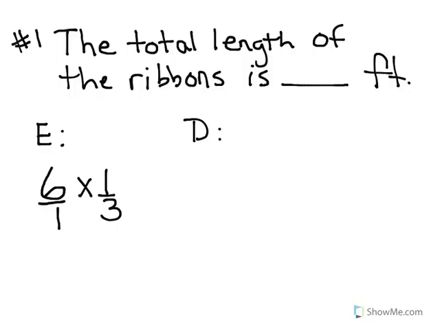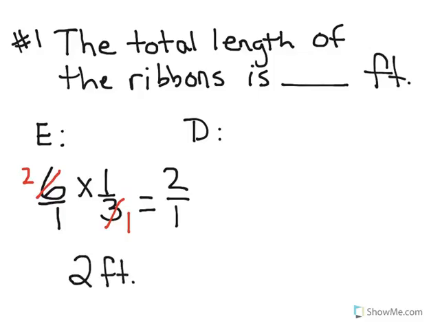And now I'm going to look to see if I can cross divide, which I can. I can divide 3 by 3 and get 1, and I can also divide 6 by 3 and result in 2. So now that I cross divided, or cross canceled, I can now just simply multiply my numerators. 2 times 1 is 2 over 1, and I can see that Elizabeth cut 2 feet of ribbon.